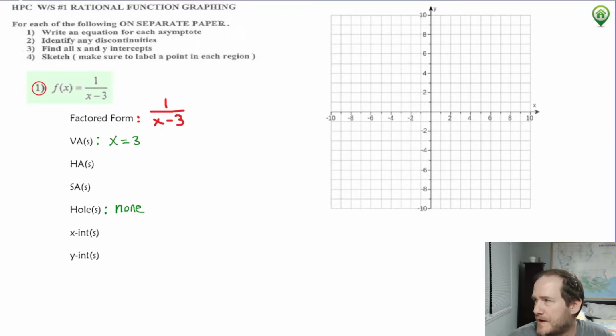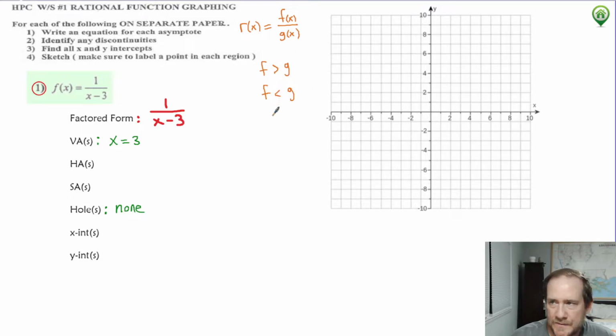To find the horizontal asymptote, we want to use that rule about the degree of the numerator and denominator. Given that a rational function is always the quotient of two polynomial functions, like f of x and g of x, the horizontal asymptote depends on the degree of f. If it's greater than g, something happens. If it's less than g, something happens. And if f and g have the same degree, something else happens. We could review those rules. Let's do that real fast.